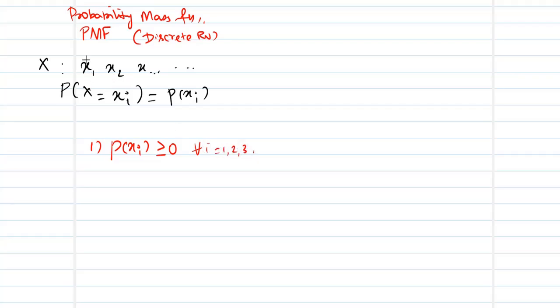So individually, if x1 is associated with p1, x2 is associated with p2, x3 is associated with p3 and xi is associated with pi, each of these p1, p2, p3 must be greater than or equal to 0. The second condition is that when we add all the probabilities, the summation of p of xi over i must be equal to 1.